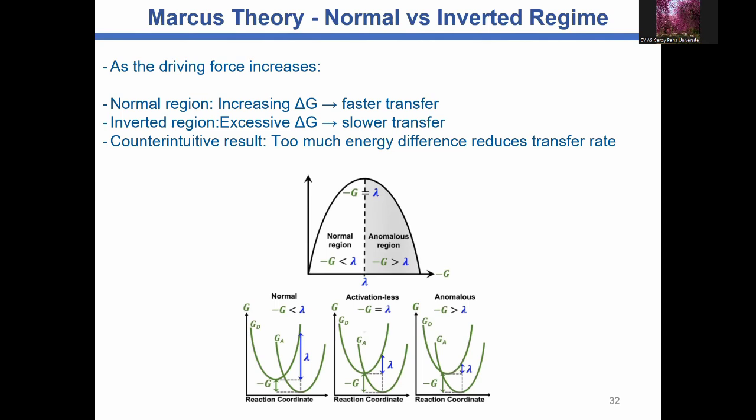And if you have this energy of the states higher than the reorganization energy, it's the anomalous region, so the transfer is not so fast, but they also are not very well defined.